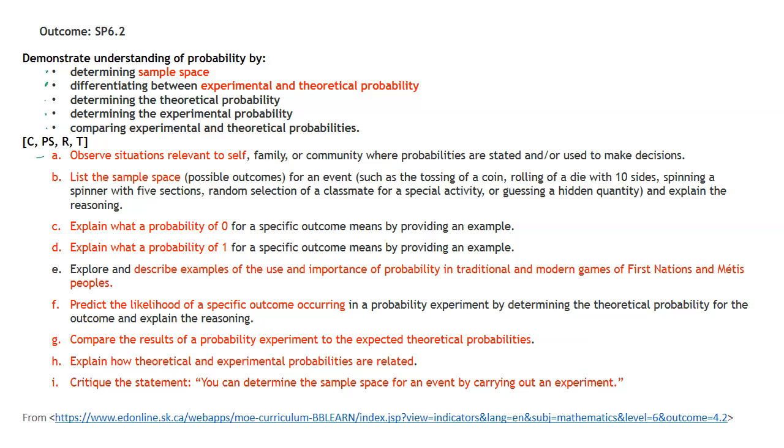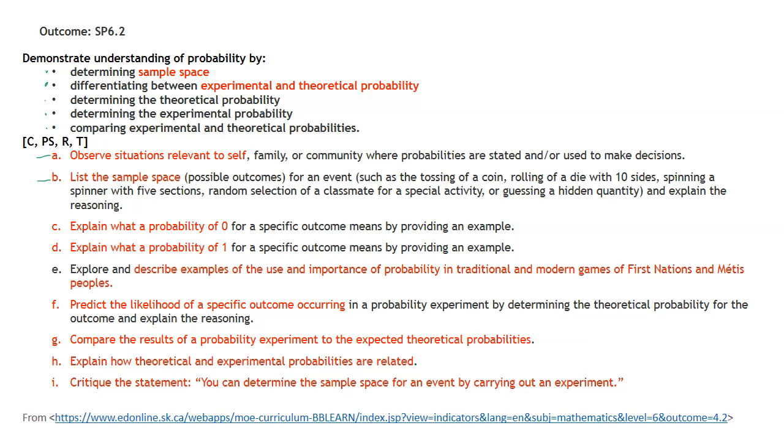So down here in the indicators, observing situations relevant to yourself. We have lots of games and things like that that involve probability. B says you have to list the sample space, and I will show you how to do that. They've given some examples here, like tossing a coin, rolling a die with 10 sides, spinning a spinner with 5 sections, randomly selecting a classmate for a special activity. So we'll give you some examples later on.